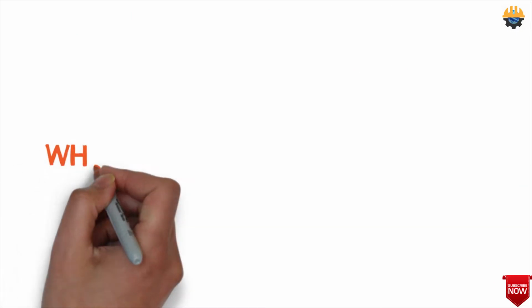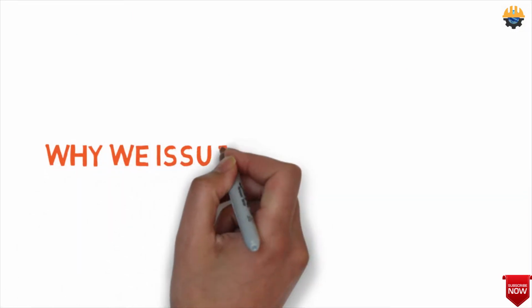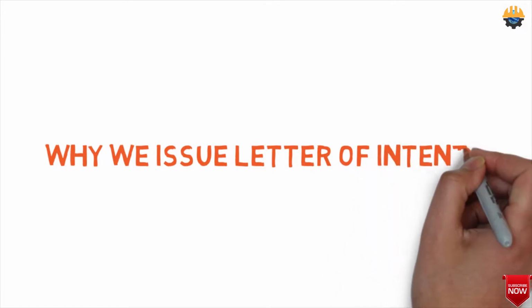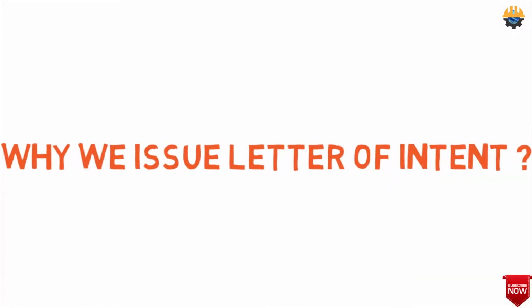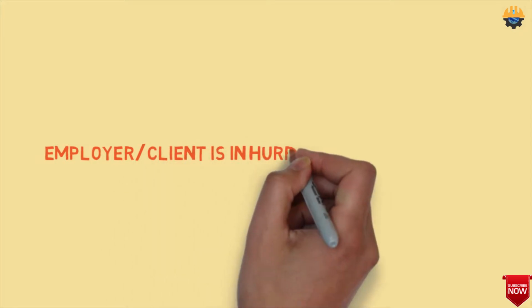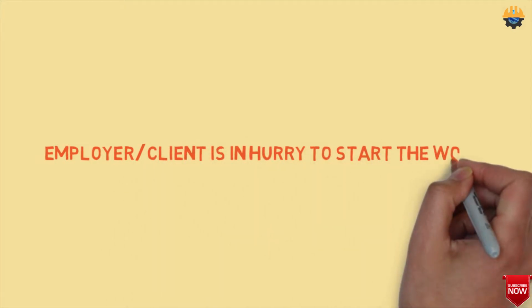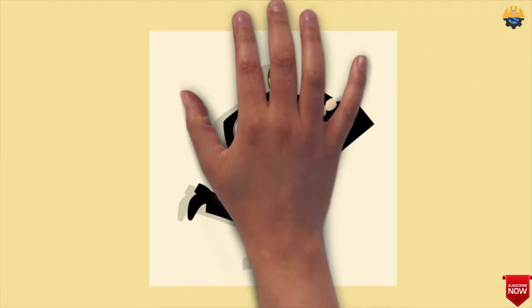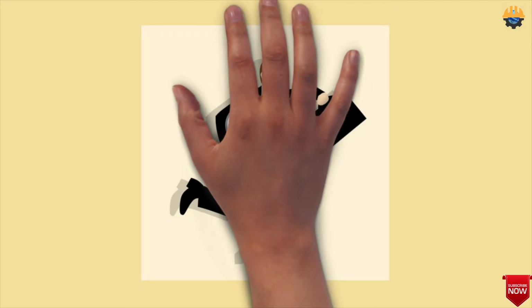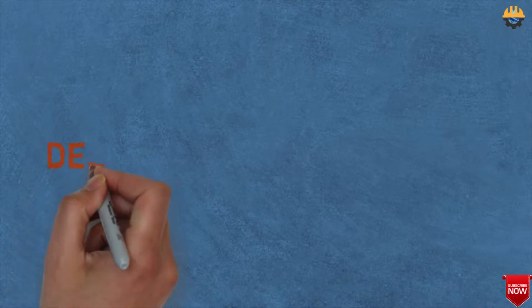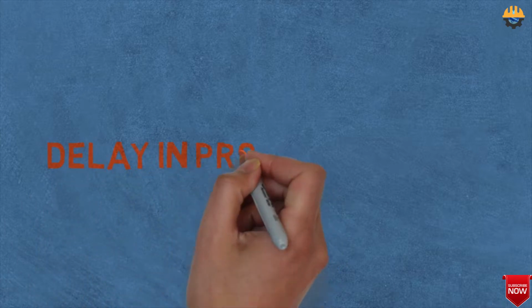So the next question we are going to take is, why do we use a letter of intent? This is a very important question: why do we issue a letter of intent? In most cases, the employer cannot wait the additional few days necessary for the preparation and execution of a formal contract, so they simply issue a letter of intent, LOI, to proceed with the work. If that is the only problem, it can be overcome by a simple letter of acceptance, LOA, of the contractor's tender rather than a LOI, letter of intent.